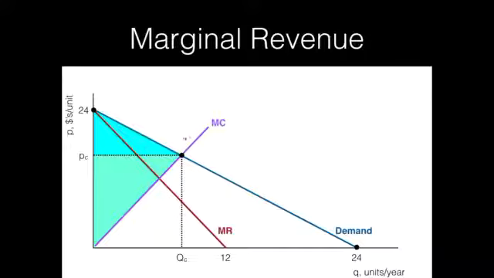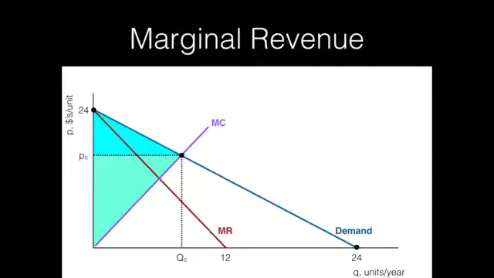And as you can see here, we have this light blue area, which is going to be the consumer surplus, and this light green area, which is going to be the producer surplus. So we have consumer surplus here and producer surplus here, and this is the outcome that we will have in perfect competition.